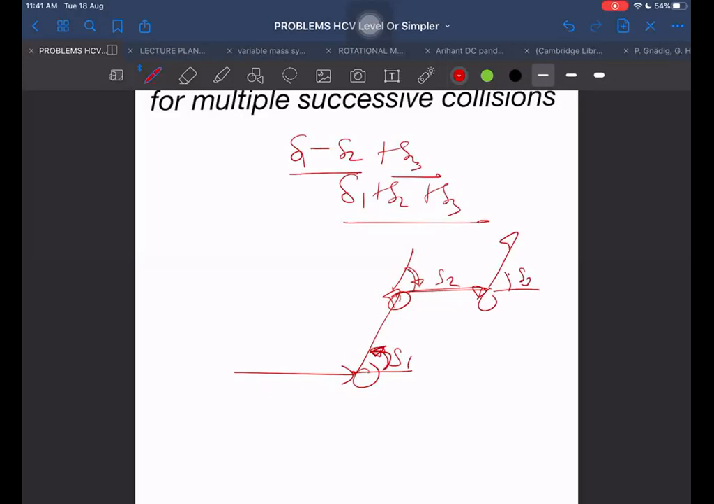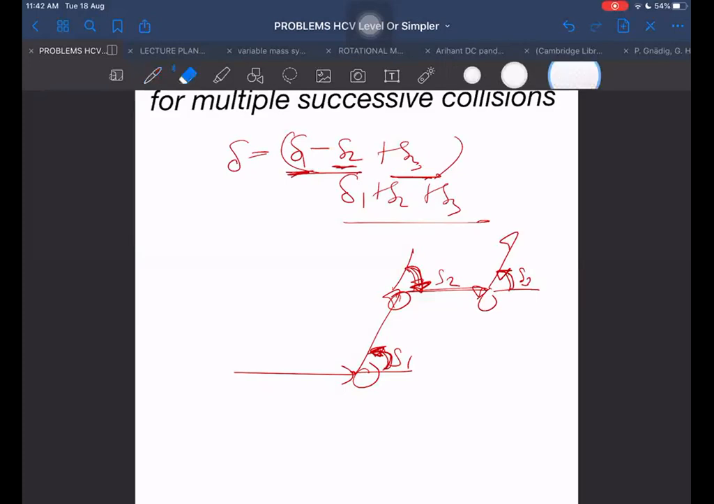Why? Because some deviations are clockwise and others are anti-clockwise. Anti-clockwise I have taken positive, clockwise I have taken negative. So delta 1, anti-clockwise, so positive. Clockwise, so negative. Anti-clockwise, so positive. So overall, this will be the net deviation in such cases.